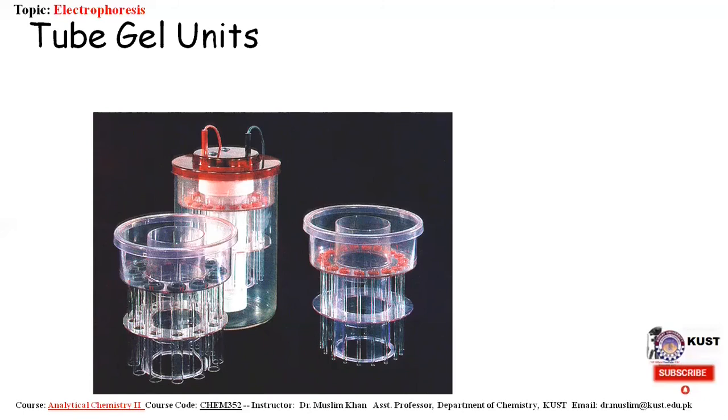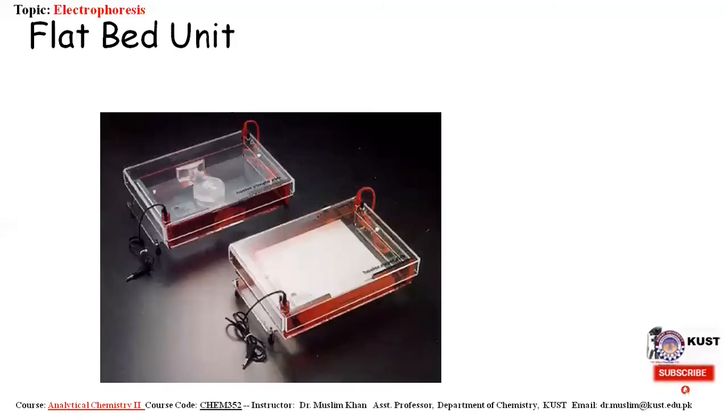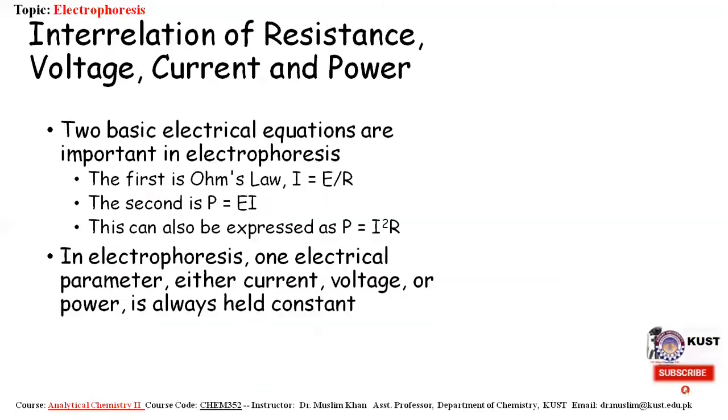This is the tube gel unit, and this is the slab gel unit, and this is a flat bed unit. I also showed you what the vertical one is. So this is the interrelation of resistance, voltage, current, and power.